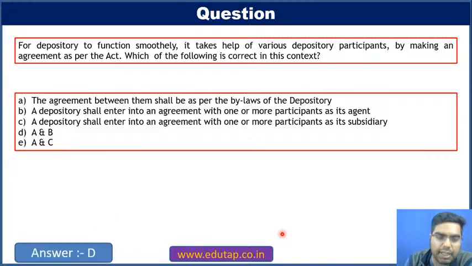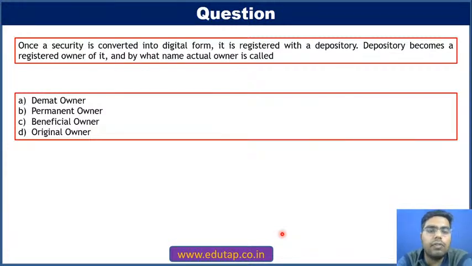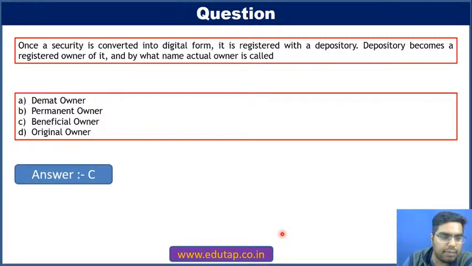D, absolutely correct. A and B are correct. So D is the correct answer here. Next is, once the security is converted into digital form, it is registered with the depository. Depository becomes the registered owner of it, and by what name is the actual owner called? Demat owner, permanent owner, beneficial owner, or original owner? Yes, the answer is C, beneficial owner.